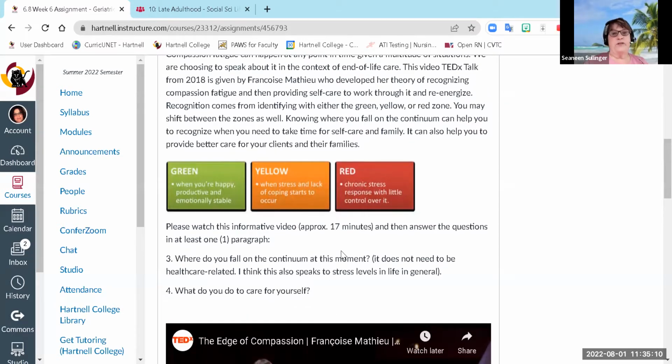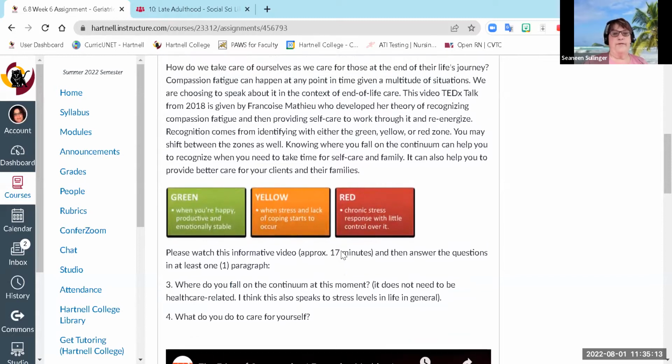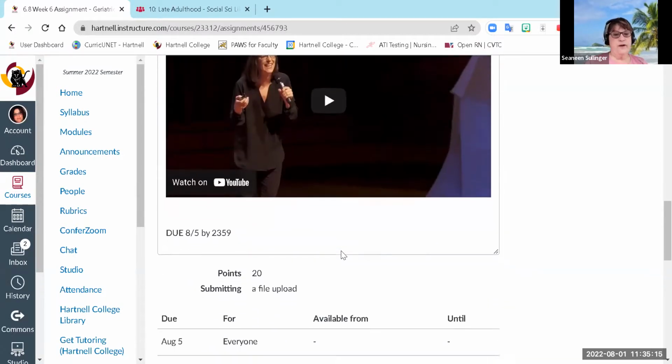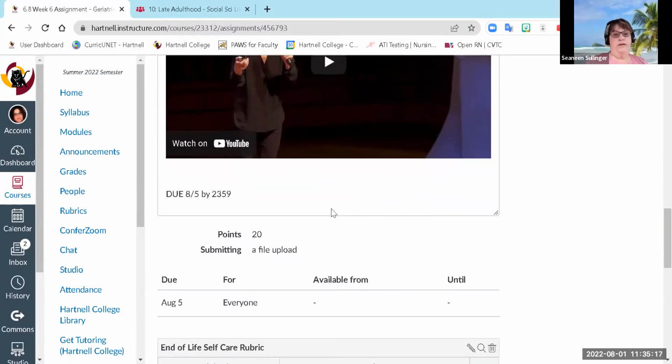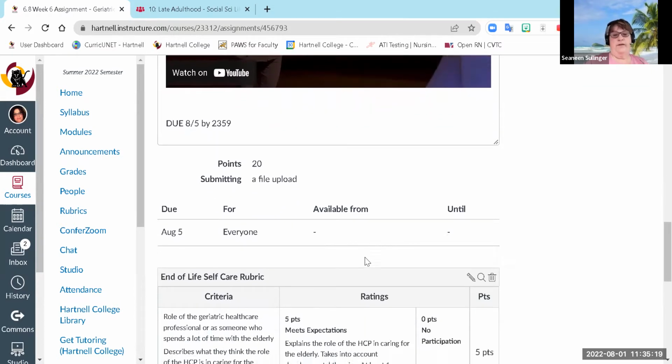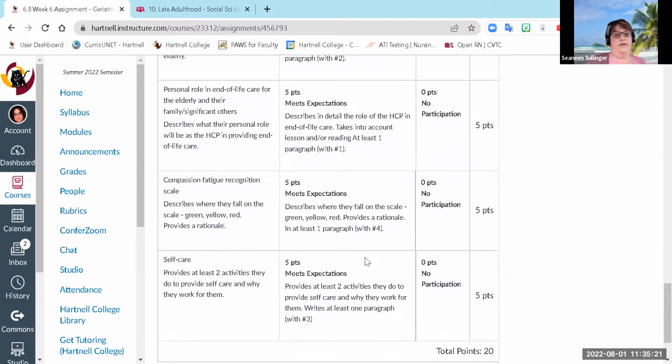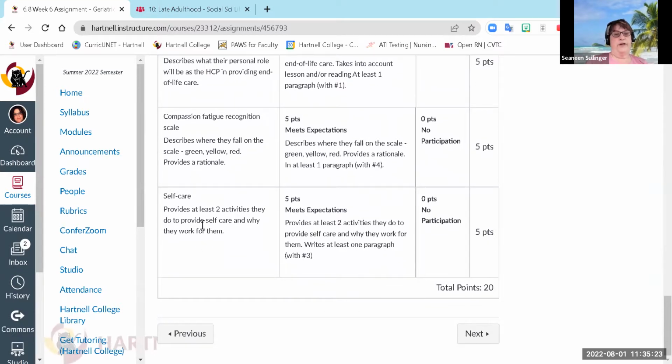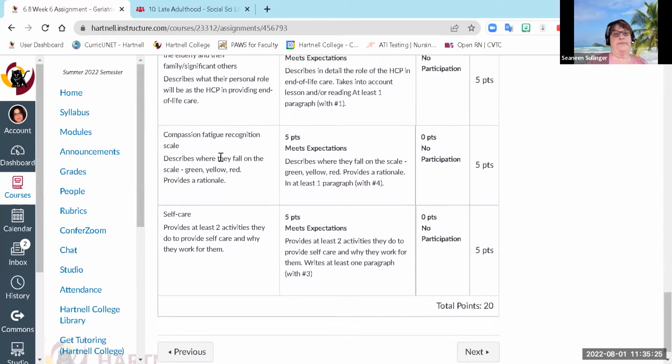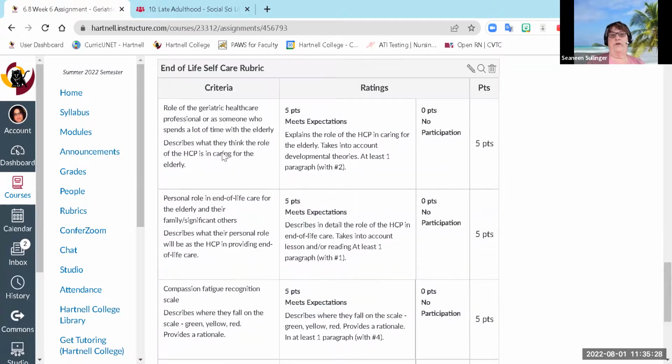That should be a paragraph there as well, due by Friday, August 5th. And then you've got your rubric there as well: 2 activities for self-care, right? Where do you fall? Why do you think you fall there?